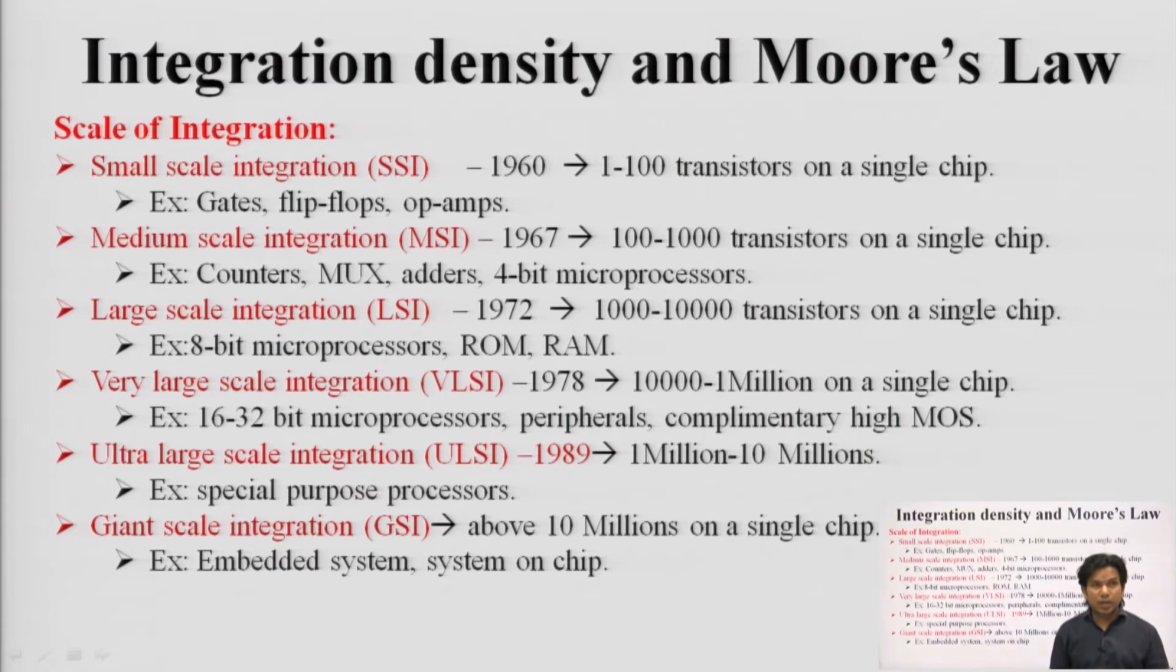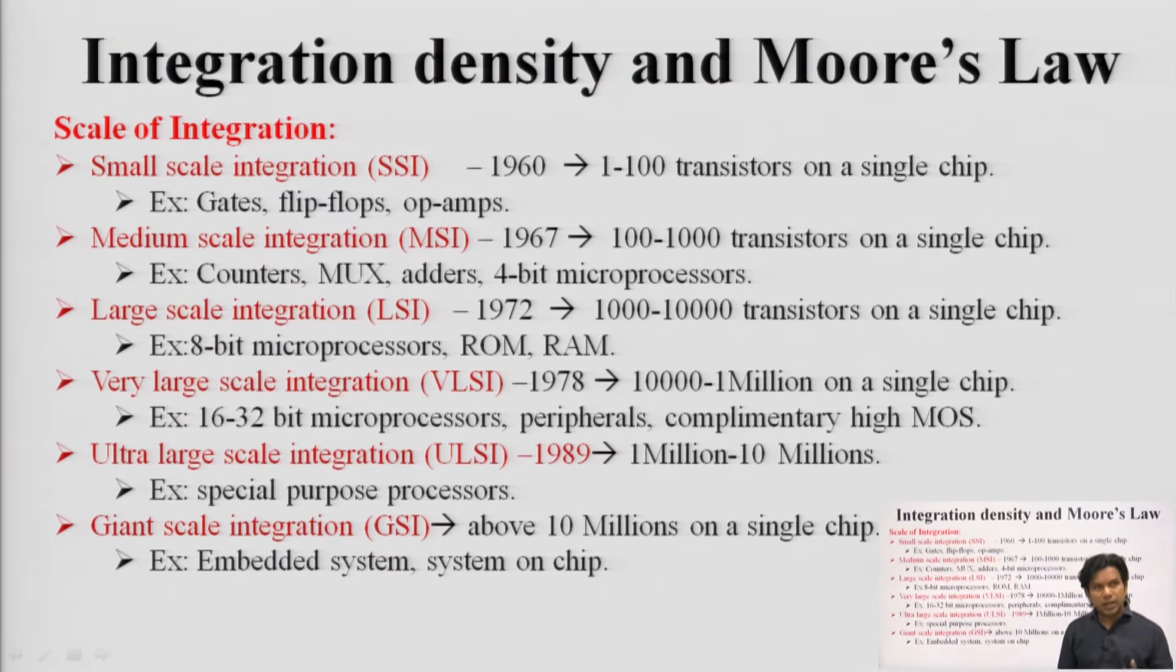And if you take the examples of this, you can see 4-bit microprocessor, ROM and RAM, MUX and adder, which can be considered as medium scale integration. Now, if we talk about large scale integration, we have the example of 8-bit microprocessor, which has more transistors in a single chip. It can be between 1000 and 10,000.